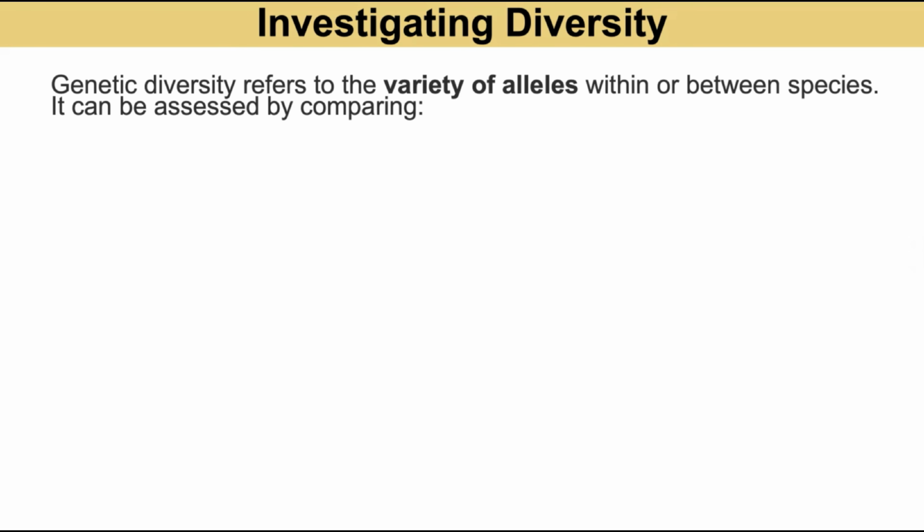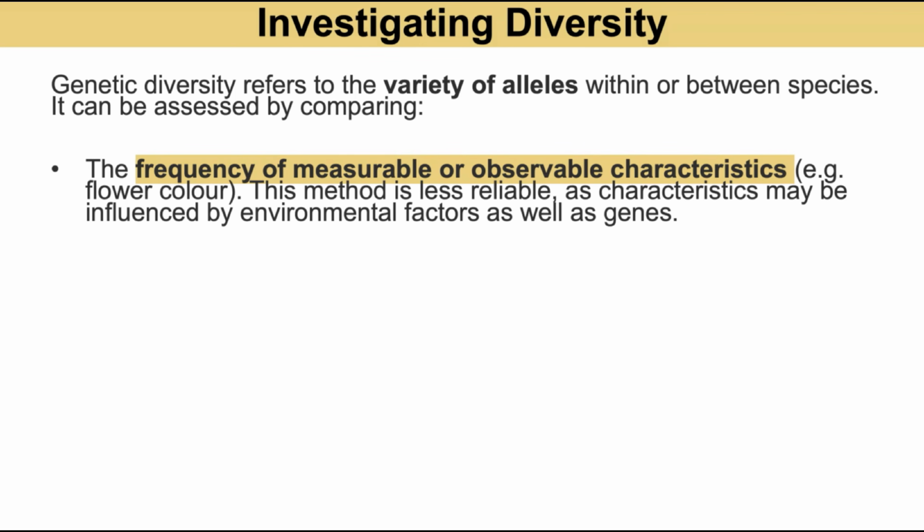Next then, investigating diversity. So genetic diversity refers to the variety of alleles within or between species. And you can assess this by comparing the frequency of measurable or observable characteristics. So for example, the flower colour. But this can be less reliable because characteristics are also influenced by the environment as well as the genetics.